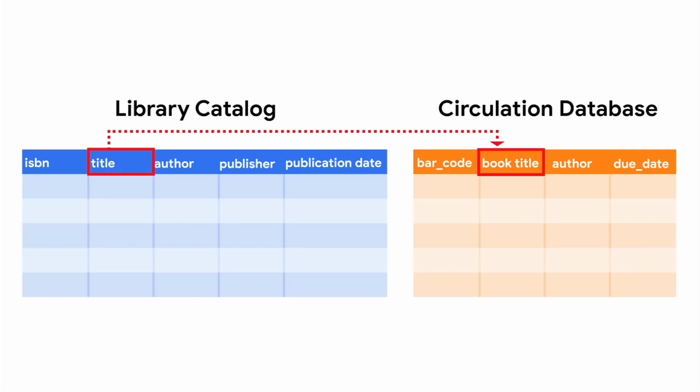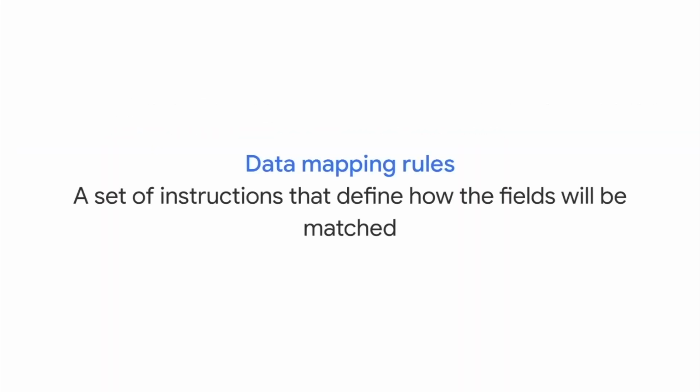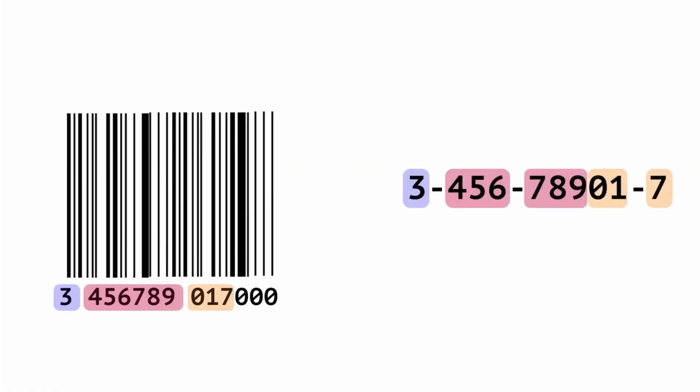But both fields mean the same thing. So, the data team decides on one name, in this case, title, to use for both fields. Next, the data team creates their data mapping rules. The data mapping rules are a set of instructions that define how the fields will be matched. For example, the library team defines a process for converting the barcode in the circulation database to an ISBN number. This is because the two fields need to match when the data team begins to test and analyze the data.